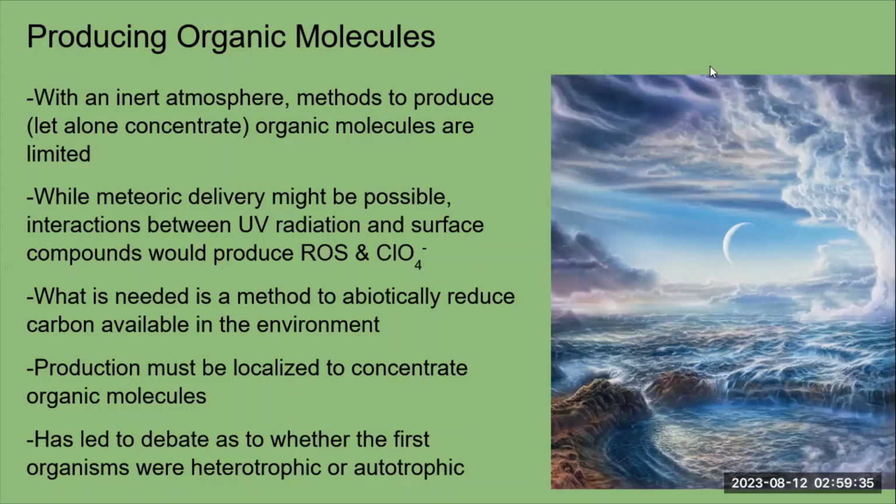So, what is needed is a means by which carbon dioxide in the environment can be reduced to produce organic carbon. This mechanism has to be localized to sufficiently concentrate the organic carbon to stimulate prebiotic chemistry. The difficulty in concentrating organic carbon on the prebiotic Earth has led to speculation that the first life was autotrophic, with early metabolic networks having grown out of carbon fixation reactions.